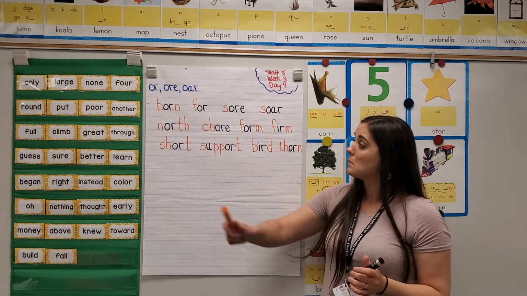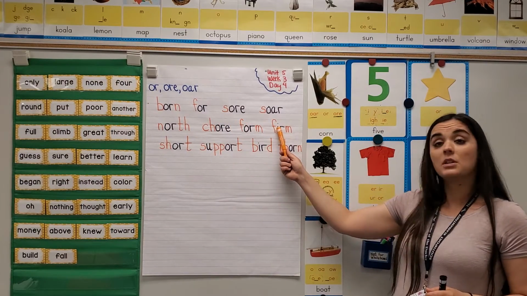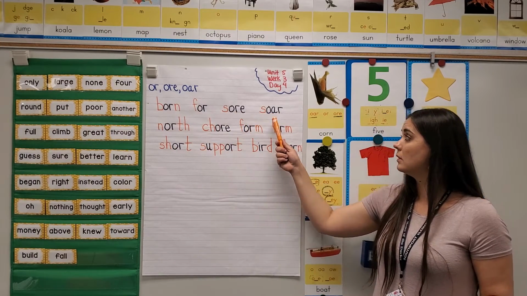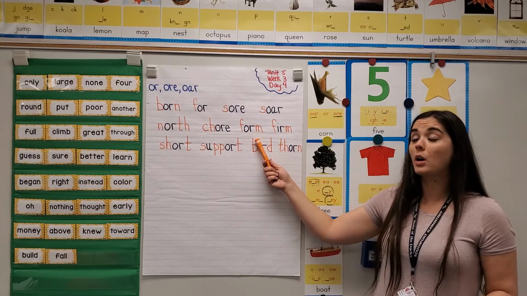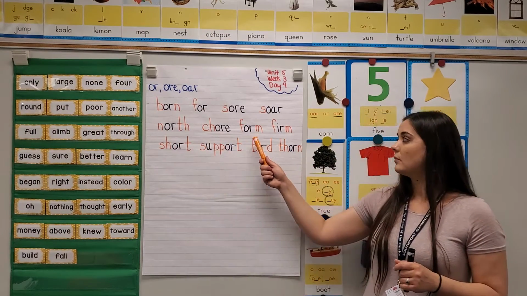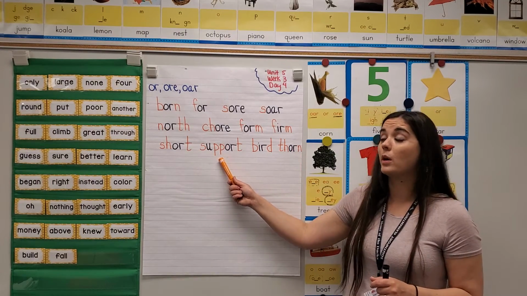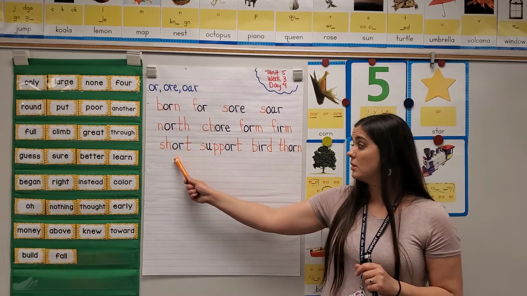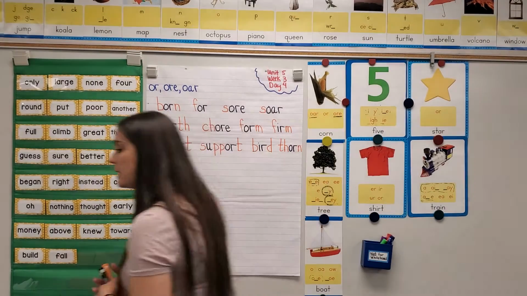All right, let's read our words. Born, for, soar, your turn. Lovely. North, chore, form, firm, your turn. Short, support, bird, thorn, your turn. Wonderful. Okay, let's do sentence.